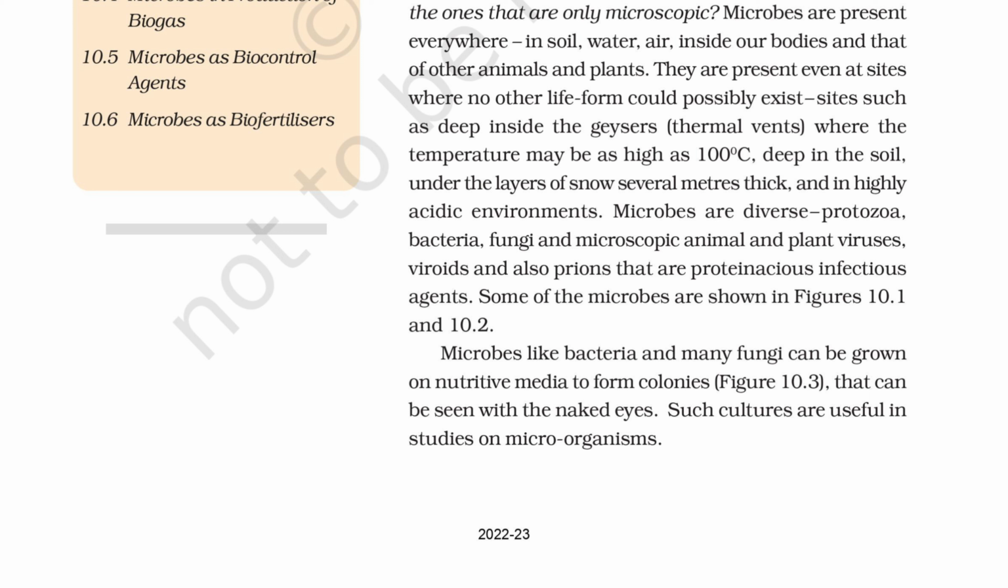Microbes are diverse: protozoa, bacteria, fungi and microscopic animal and plant viruses, viroids and also prions that are proteinaceous infectious agents. Microbes like bacteria and many fungi can be grown on nutritive media to form colonies that can be seen with the naked eyes. Such cultures are useful in studies on microorganisms.